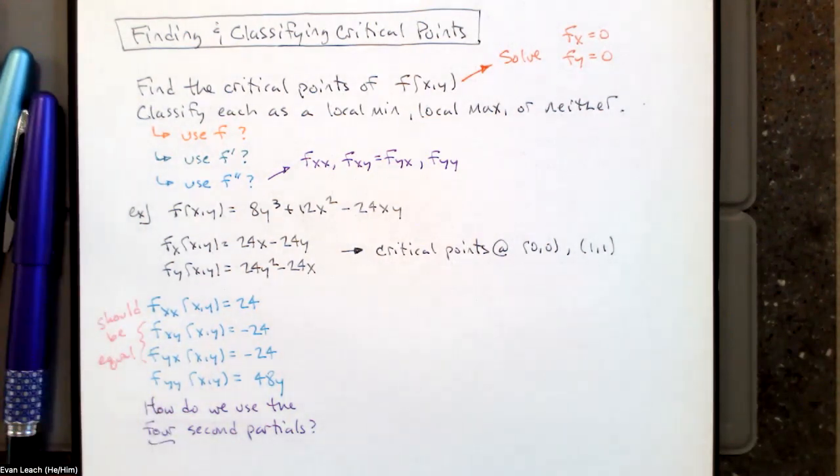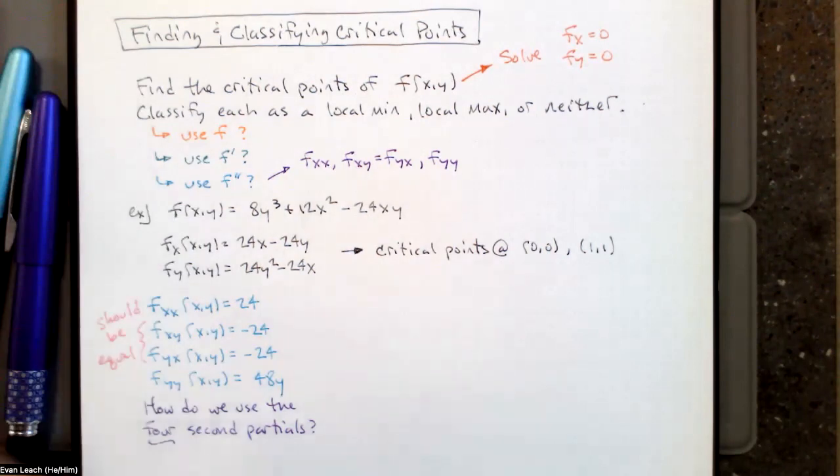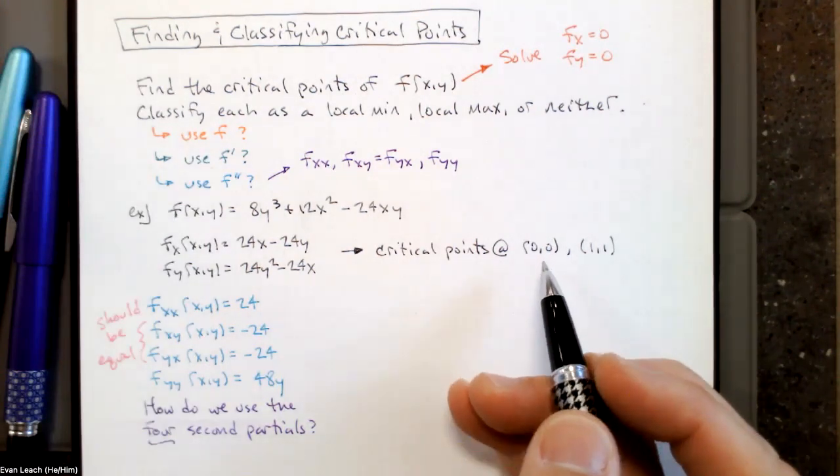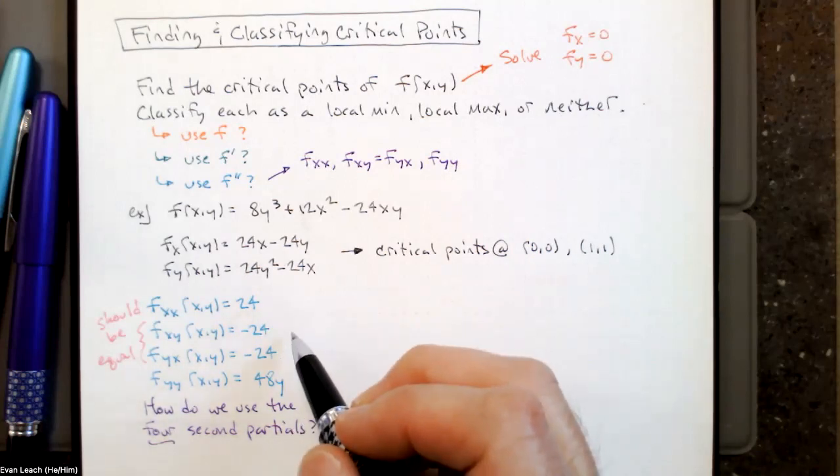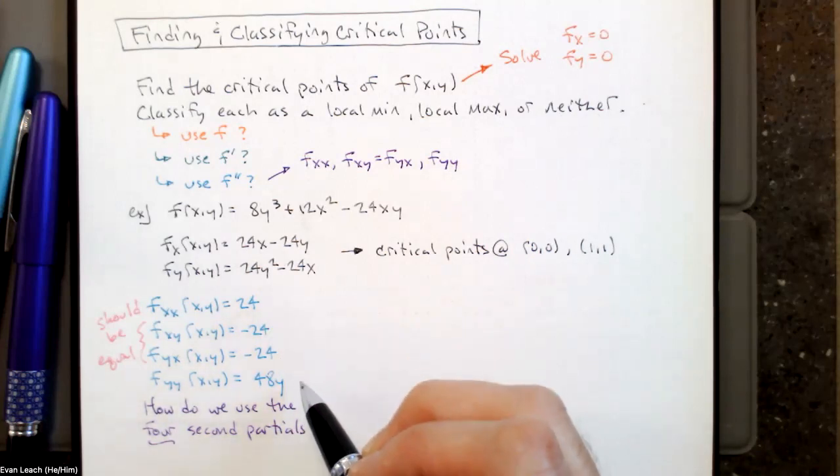We had two first partials. That leads to four second partials. Let's see what we got. So at 0, 0 and at 1, 1. At 0, 0, our second partials are going to be 24, negative 24, negative 24, and 0.